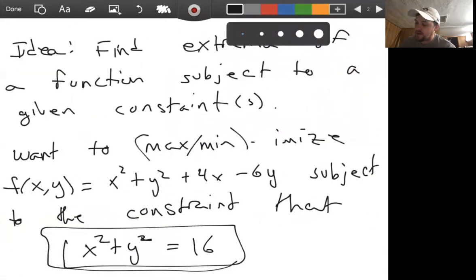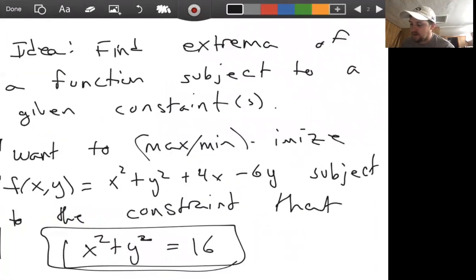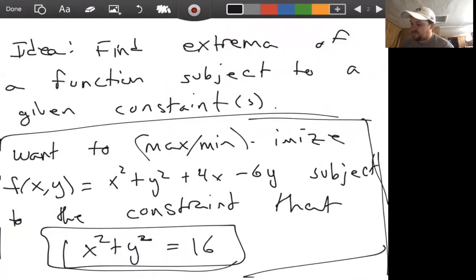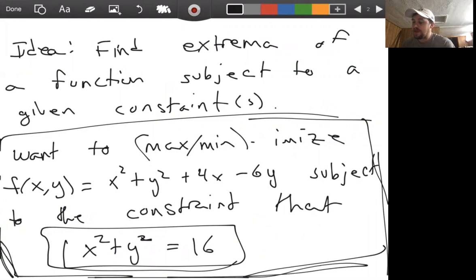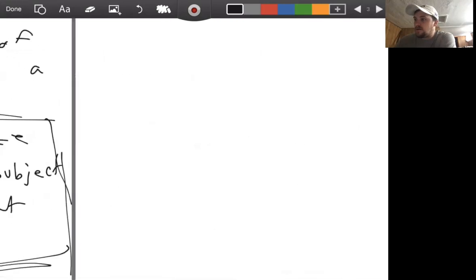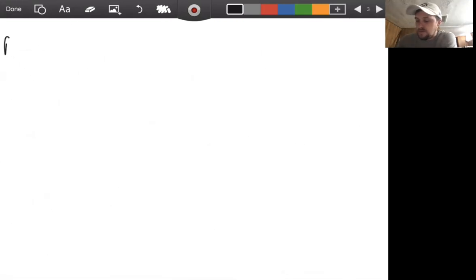And this entire idea, maximizing and minimizing functions subject to constraints, solving for critical points, can be done using a method called Lagrange multipliers. So this is the method of Lagrange multipliers.